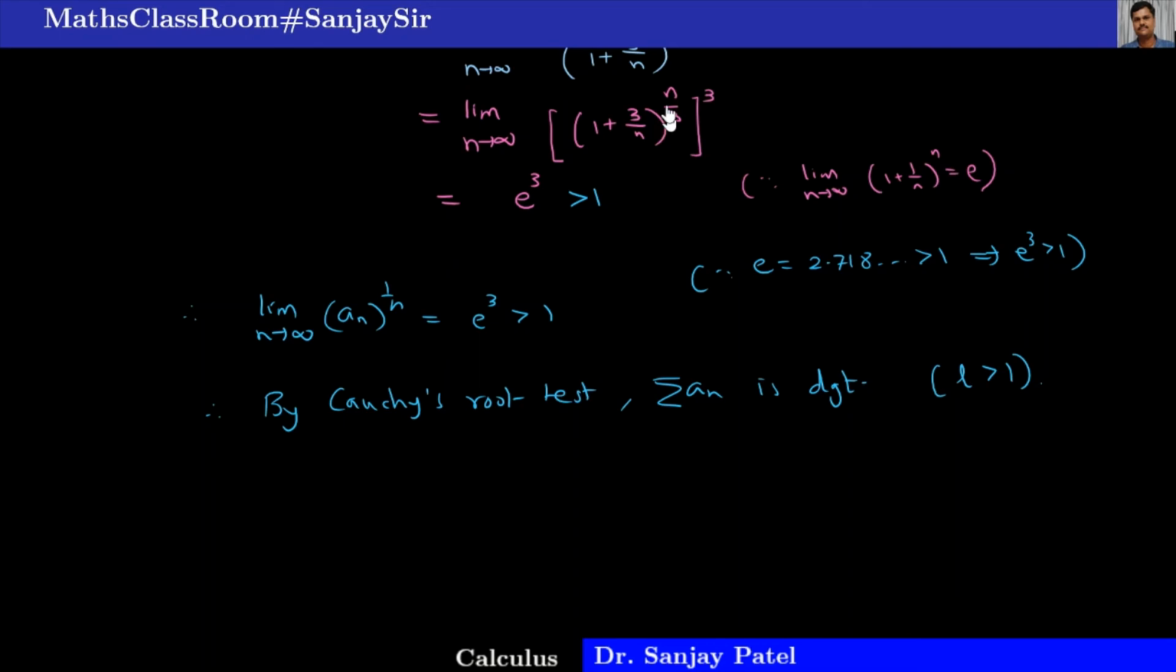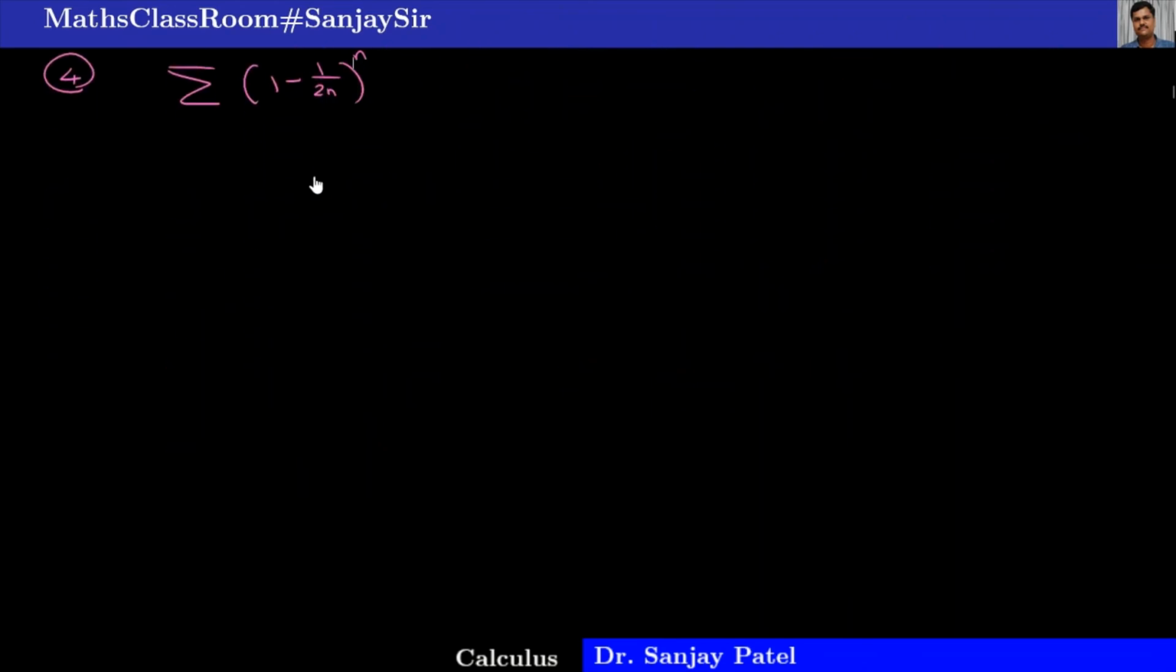Let us take a similar problem and apply the Cauchy's root test. So next example, number 4, sigma 1 minus 1 upon 2n raised to n square. We want to discuss the convergence of this. Again, note that this n square is there in the power.